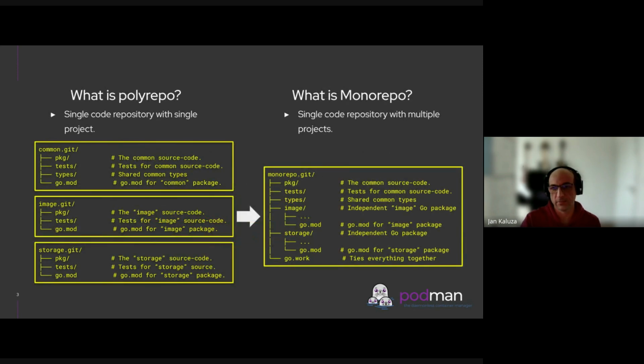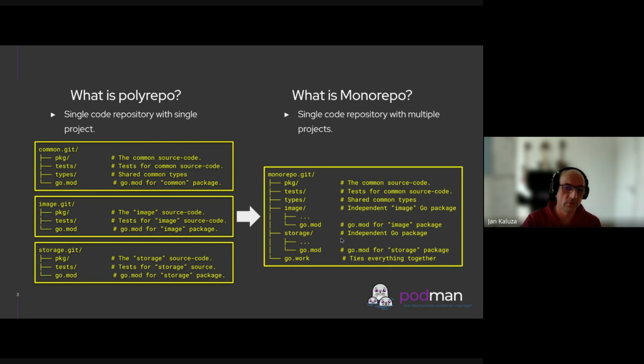Here I'm trying to explain what the monorepo is for anyone on the call who has no clue. On the left side, you can see those three polyrepos. Those are basically single code repositories with just a single project or just a single Go module. So we have the common Git repository, the image Git repository, and the storage Git repository, and they are separate. They have separate GitHub projects, separate issue trackers and everything like that. And we would like to create a monorepo from that, or actually that was the goal of this project, to investigate what it would take.